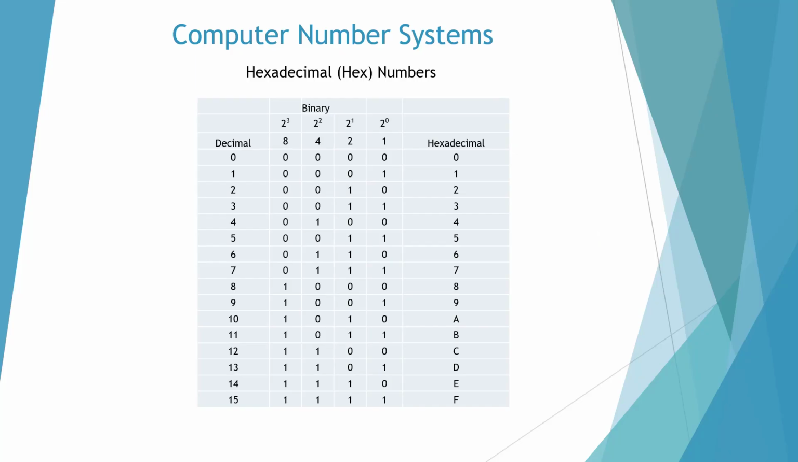Here we have hexadecimal numbers, or hex numbers, and it's base 16, so we're going to count from 0 to 15 decimal. We're going to go all the way to 9, and then after 9 we're going to use letters. 10 is A, then B, C, D, E, and F. F is 15. So when we're using hexadecimal, we're going to use a combination of numbers and letters.